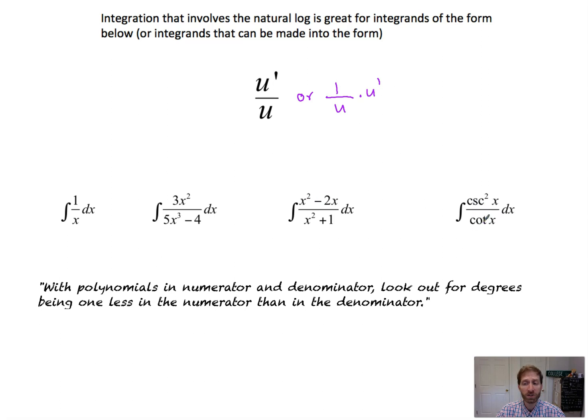The derivative of cotan is minus cosecant squared x, so a form of u prime over u. Basically, if you've got polynomials in the numerator and denominator, look out for degrees that are 1 less, or even greater than or equal to, but especially 1 less. Degree 0, degree 1. Degree 2, degree 3. This one, we're going to have to use some division. We'll get to that later in the lesson. Or look out for u prime over u. That's the easiest pattern to look out for.